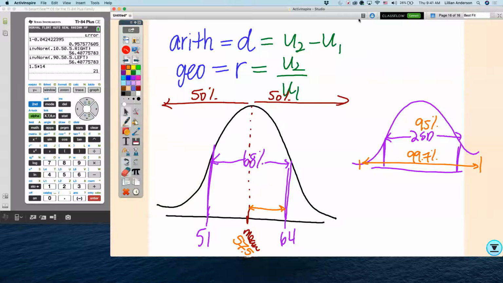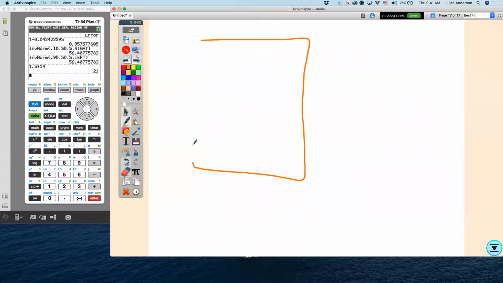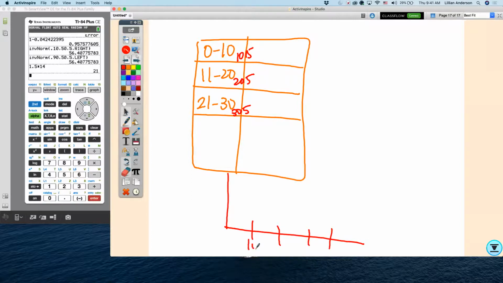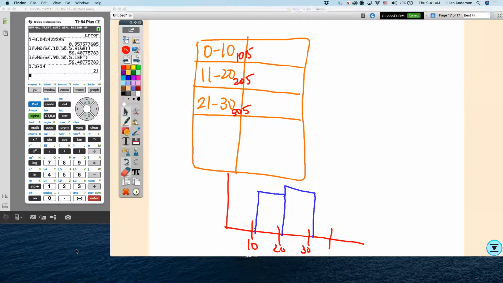Remember with histograms, when you're looking at your group frequency table, if your values do not touch, like these don't, you have to find the midpoints for your boundaries, because remember, histogram bars touch. So that would be 10.5, 20.5, 30.5. So that means that on a histogram, if this is 10, 20, and 30, your 0.5 means that you're going to be a little bit off of the actual mark, okay?